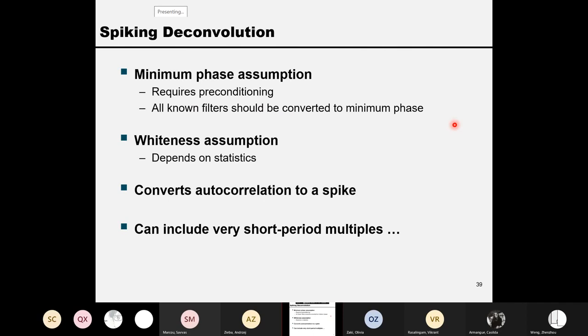The one concept that we mentioned in the previous hour is equivalent filter. If a dipole is maximum phased, you simply swap A and B, make it minimum phased, right? So basically you need to make all the filters minimum phased. Otherwise you cannot do a proper inverse filter, spark deconvolution, okay?